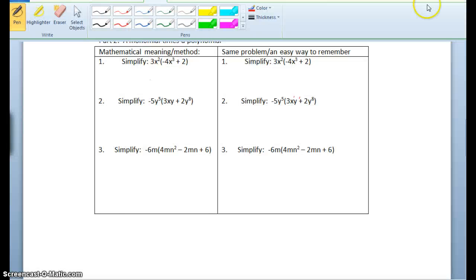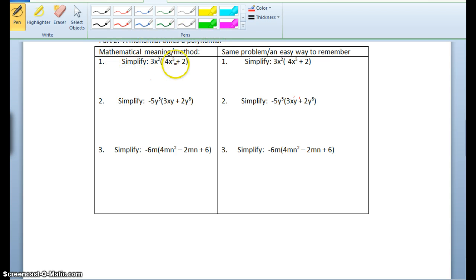Okay, this is part 2 of our video on how to multiply polynomials. In our first part, we multiplied one term times one other term, which was a monomial times a monomial. In this video, which is part 2, we will be multiplying a monomial times a polynomial. And remember, a polynomial is just more than one term.